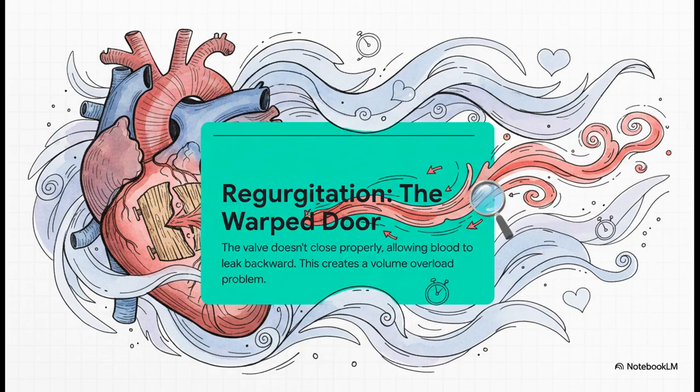Now, for preload, it's a very delicate balancing act. We need the tank full enough to support the struggling right side, but not so full that we cause overwhelming pulmonary edema. This is where a PA catheter can be your best friend.